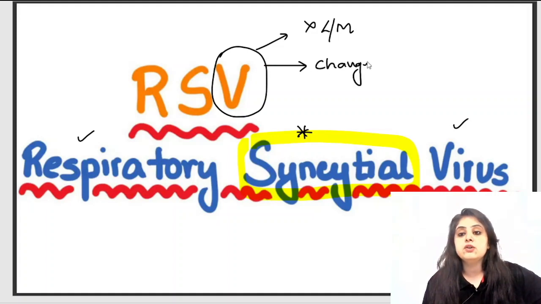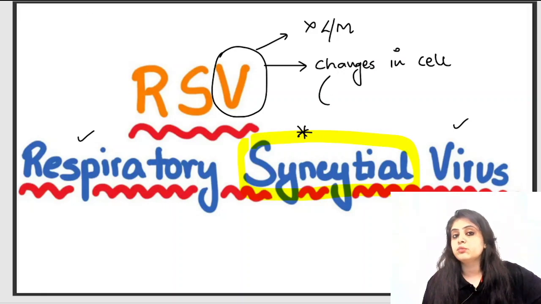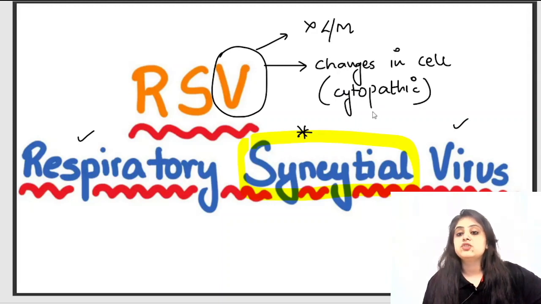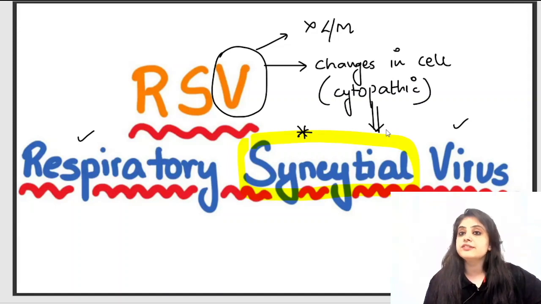It has definitely caused certain changes in the cells, and those are referred to as what? Those are referred to as the cytopathic changes. Those are referred to as cytopathic changes. And what's the cytopathic change that you see? Syncytial effect. What is syncytium?